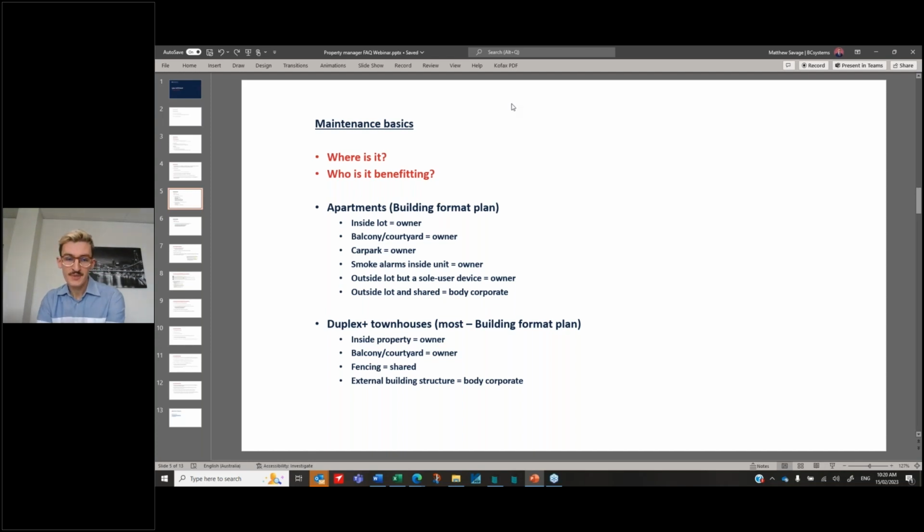The external building structure, so external roofing, gutters, doors, windows, and brick or weatherboard or whatever it's made out of, that's generally a body corporate responsibility, both for apartment buildings and also most duplexes and townhouses. And those are building format plans. So that wording is quite important. And if you're unsure about responsibilities, Google that in Queensland, and you'll get some fact sheets from the government's website.